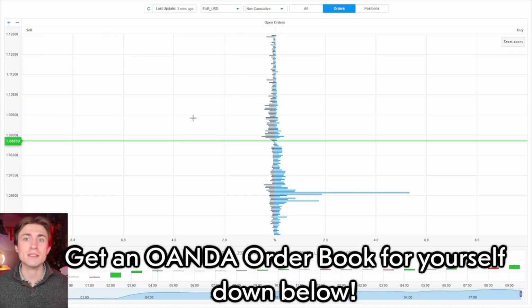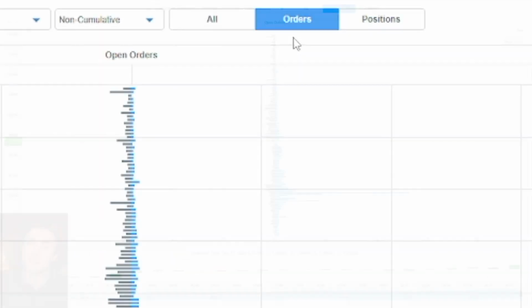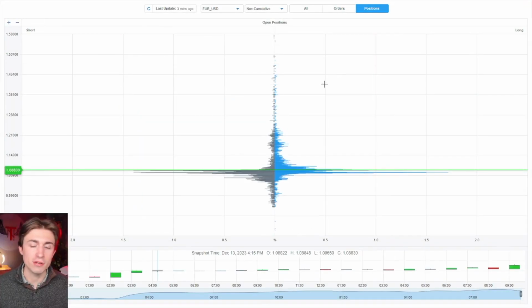So let's have a look and see where current positions are sitting. Now, we have two options here in the top right. We can click the orders or the positions. And I'm going to take a look at the positions first because I find this to be very, very interesting.